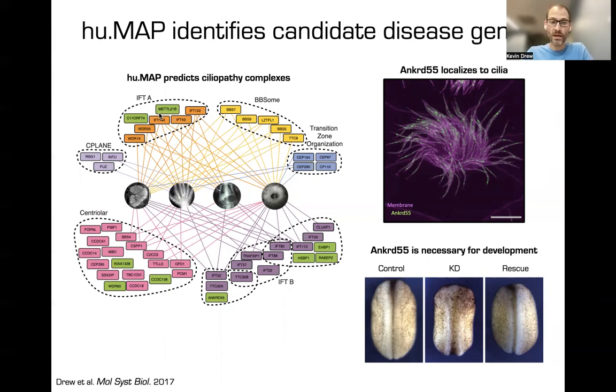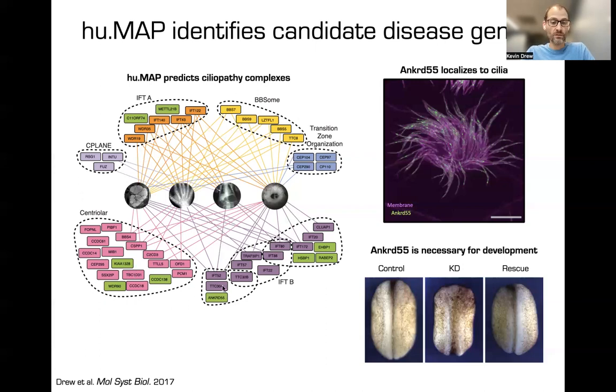But what was interesting about this is we identified some genes that were physically associated with these known ciliary complexes that were not previously involved in ciliary biology. So these proteins in green here weren't previously associated with ciliary biology. These provide hypotheses as to their function in ciliary biology.